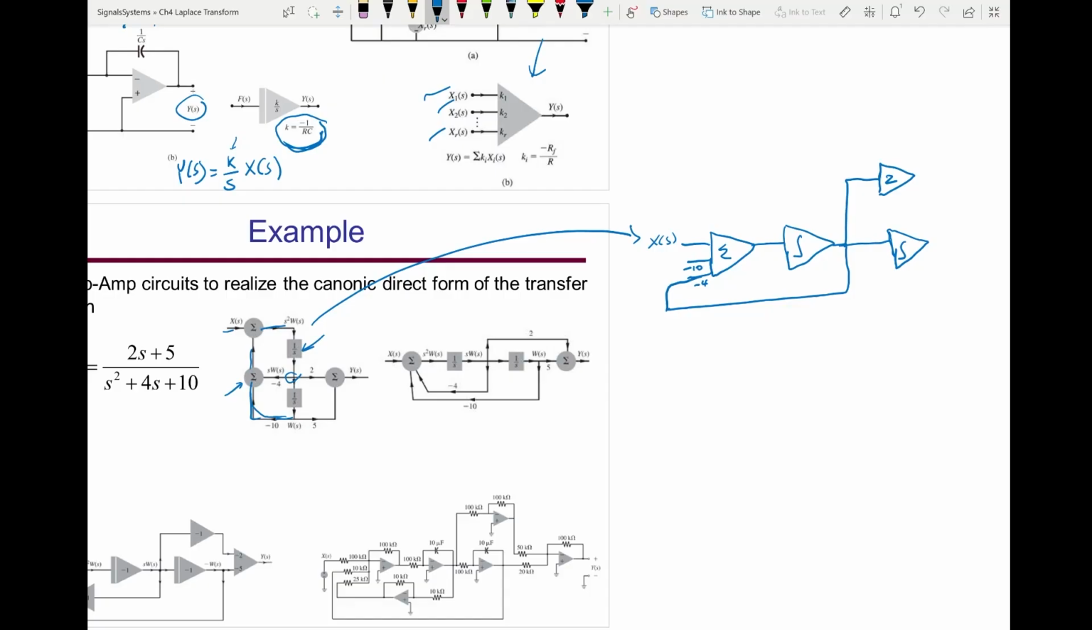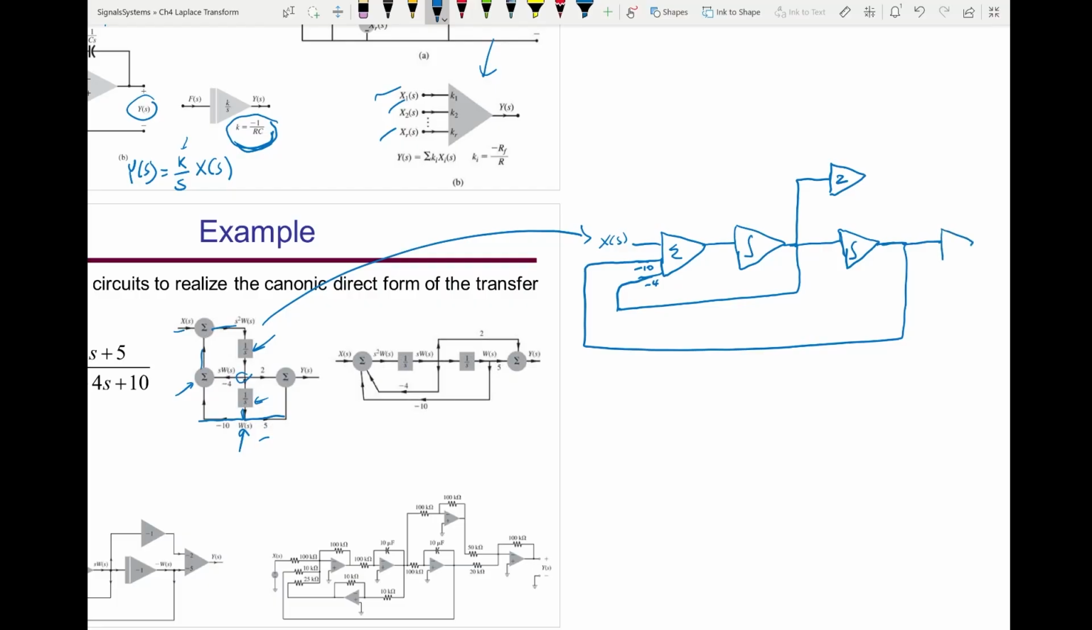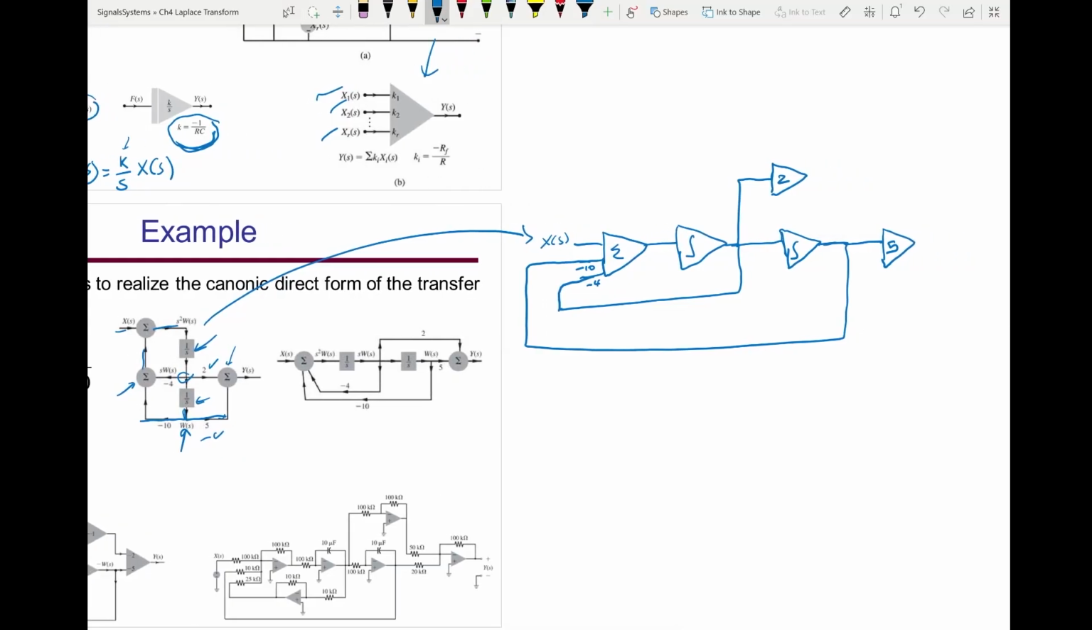Okay, now let's look at this branching. This is my second integrator, that's the output here. One goes to the -10 amplification, so that will be this. Another branch goes to an amplifier of 5, so I can have an amplifier of 5. And the output of the amplifier of 2 and the amplifier of 5 is added by this summing amplifier. So then I have these two added by this summing amplifier, and that's the output, Y of S.